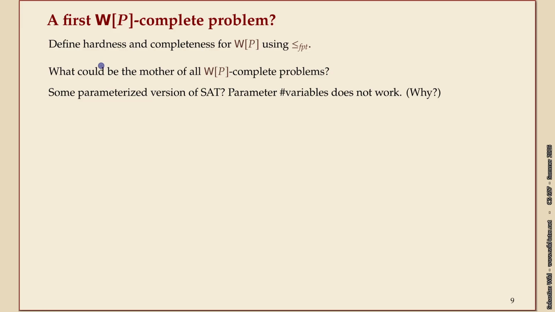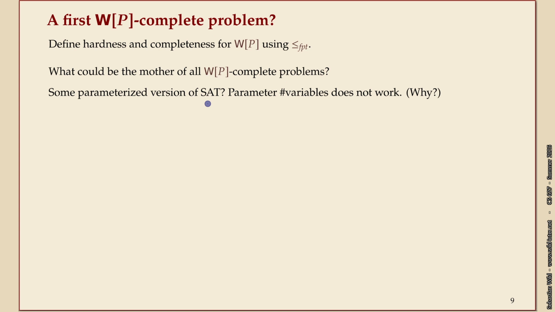So a problem is WP hard if every problem in WP can be FPT reduced to it. And completeness adds the requirement that the problem itself is in WP. Now, what could such a complete problem look like? It would somehow have to work. So all we get if we say we have an arbitrary problem in WP is there is such a kappa restricted NRAM. And from that, we somehow have to get a reduction.